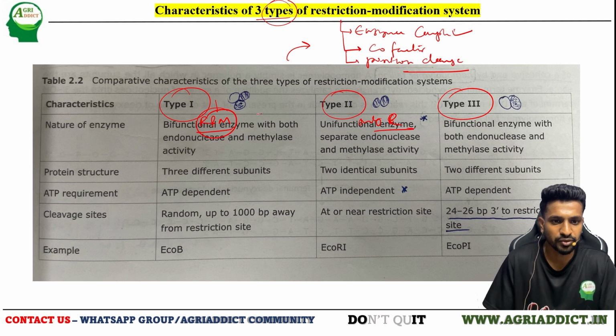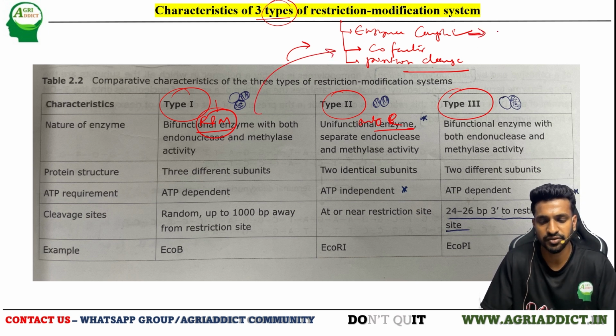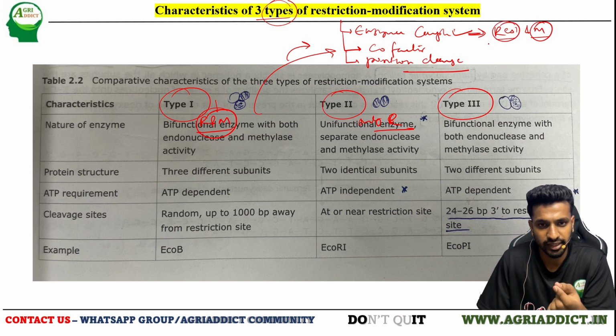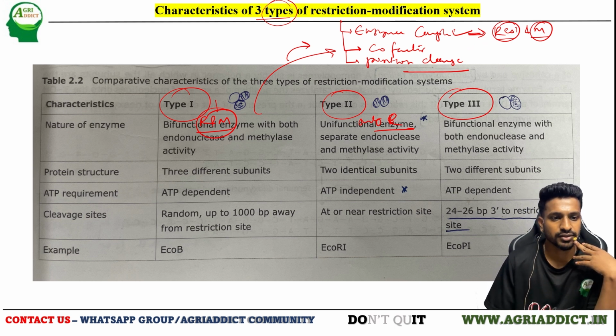So this is what the complexity refers to, the enzyme complexity, the functions of the enzymes, whether the single enzymes can act on both restriction and modifying. That means both can either act as degrading the DNA and also modifying DNA or not. Based on that, they are categorized into three different types: type 1, type 2 and type 3.